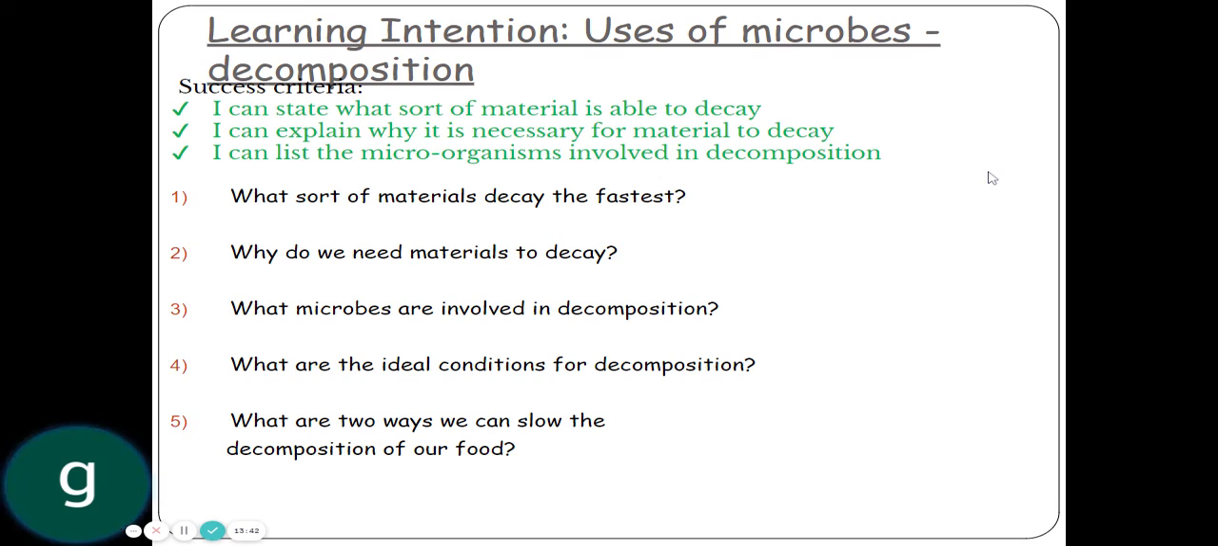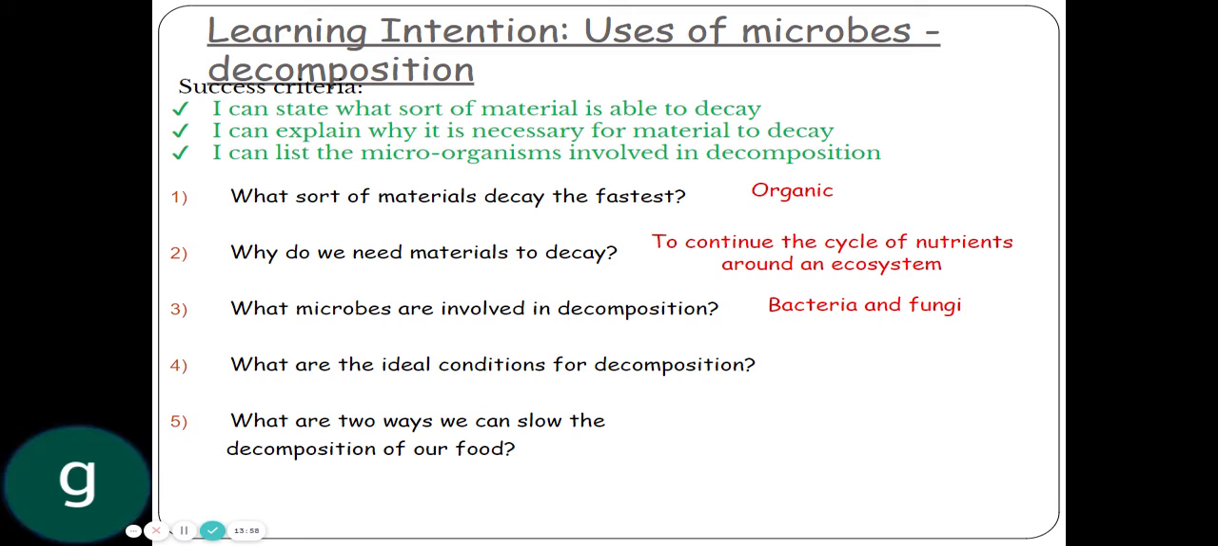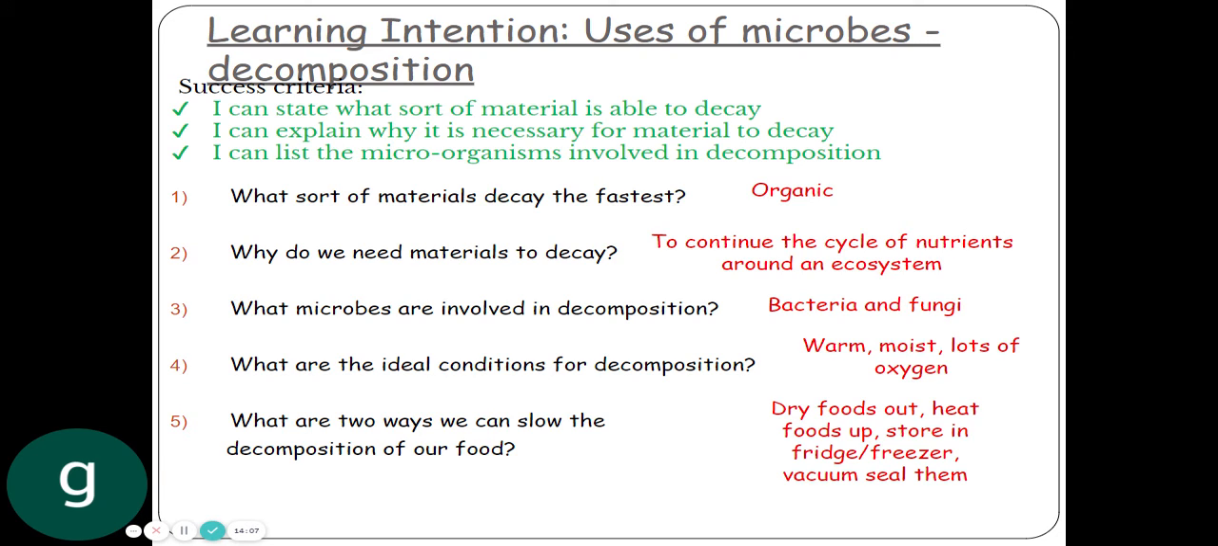So I want everyone to have a wee go at these questions in their jotter, and then the answers will come up on the board. So organic materials decay the fastest. We need materials to decompose to continue the cycle. The microbes involved in decomposition are bacteria and fungi. The ideal conditions are warm, moist, with lots of oxygen. And we can slow down the process using freeze drying, heating foods up, storing in fridge and freezers, or vacuum sealing.